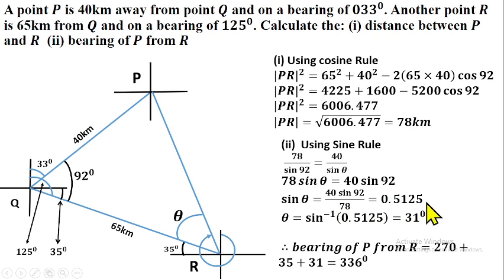That gives us 0.5125. You press the calculator. To find theta, you find sine inverse of this. That should give us 31 degrees approximately. So now that this angle here is 31 degrees, that means the bearing of P from R will be 270, which is from the north to the west, plus 35, which is from here to here, plus 31, which is this theta. Don't forget that we are looking for the bearing from here to the line here. So that should give us 270 plus 35 plus 31. That gives us 336 degrees as the bearing of P from R.